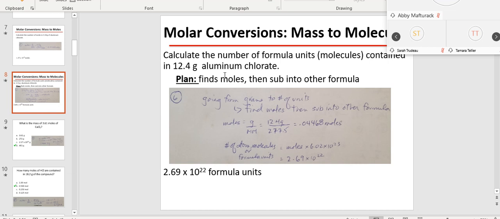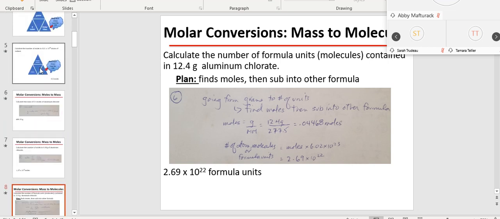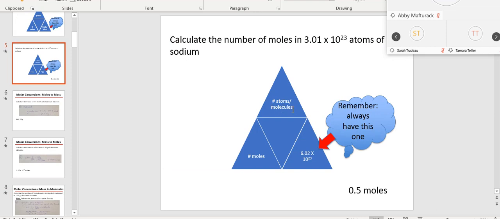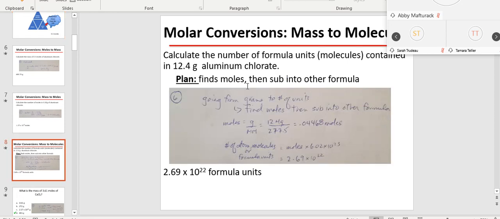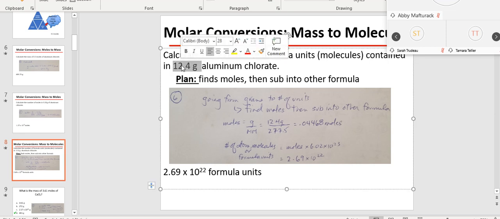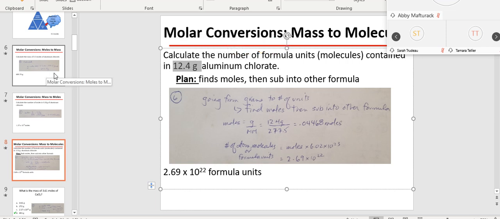Okay, so what is Ian asking for? He's asking for the number of formula units, the number of molecules or formula units. So that's always here. So Ian has got to give me moles. But wait a second. Did I give you moles? No, you didn't. What did I give you? Grams. So, which means you have to start off with the first triangle.